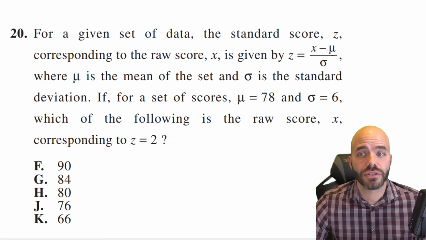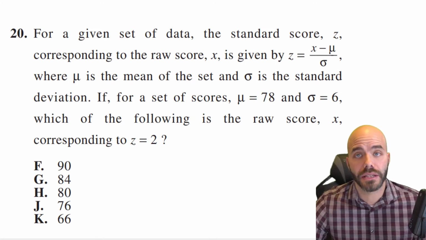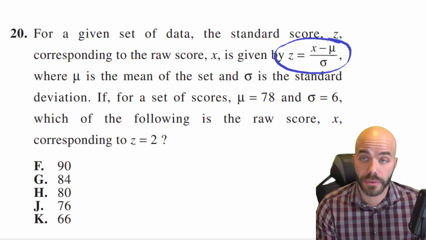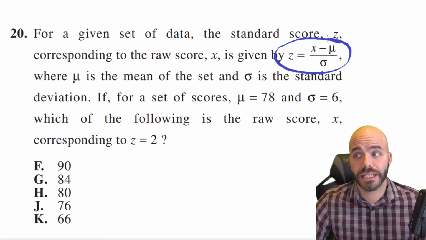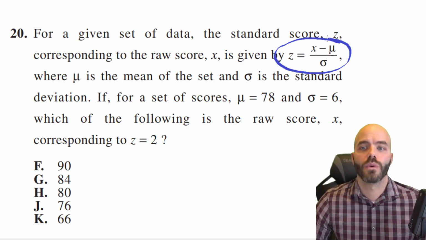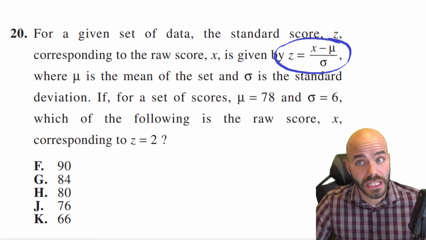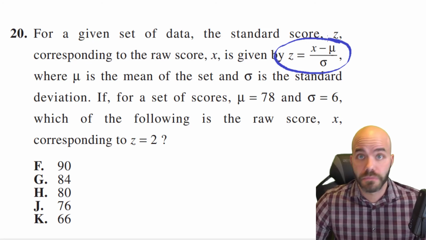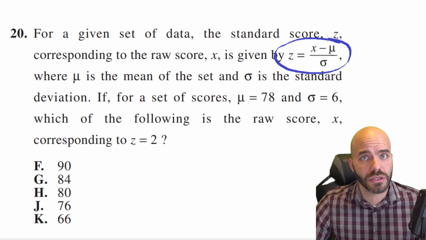All right, number 20 says that for a given set of data, the standard score, Z, corresponding to the raw score, X, is given by the formula. All right, let's circle the formula. There we go. Z is equal to X minus mu divided by sigma, where mu is the mean of the set and sigma is the standard deviation. A lot of statistical terms, but in terms of this problem, basically, we're going to turn this into a linear equation.